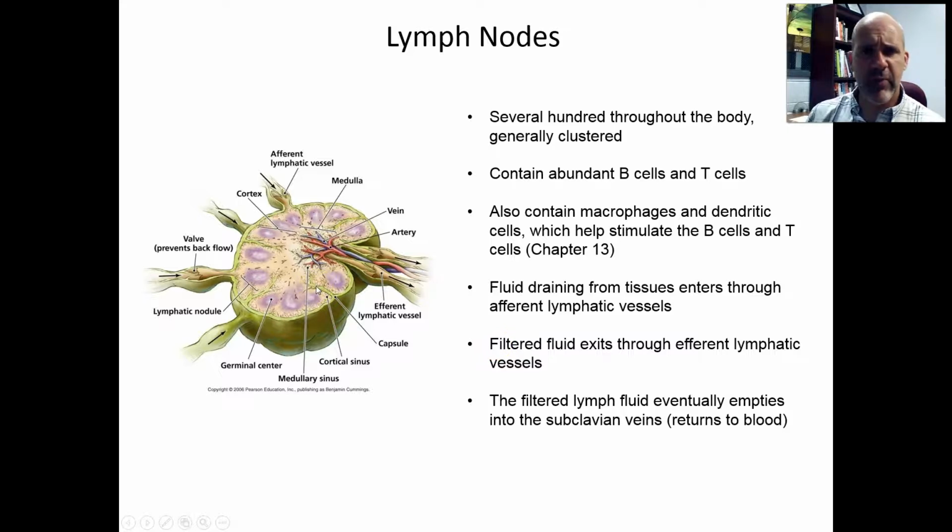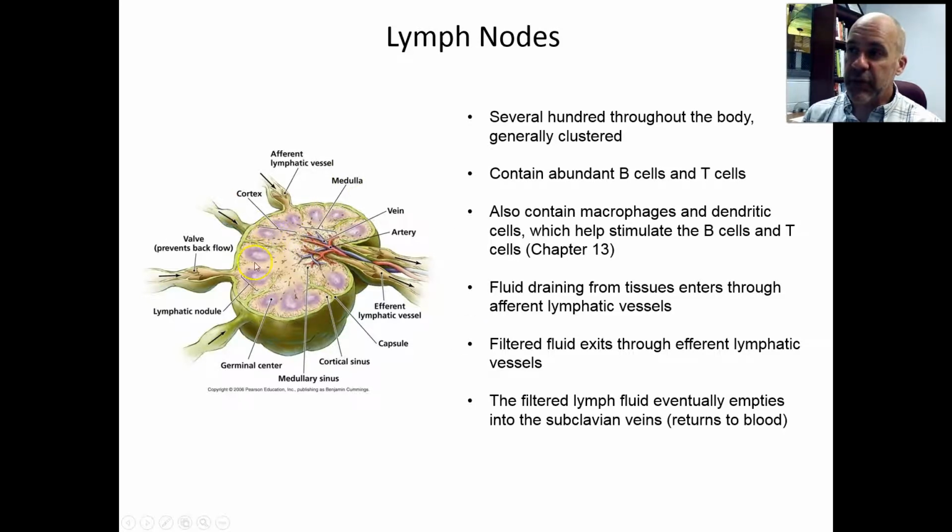And then as we'll see when we get into chapter 13, when you have these B and T cells that get stimulated inside a lymph node, they start to divide over and over again. They get activated, and that's what causes your lymph nodes to swell. When you have an infection, you're building up this white blood cell army that's going to help you attack the infection.